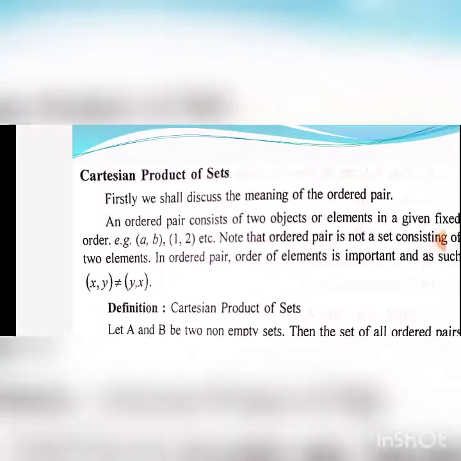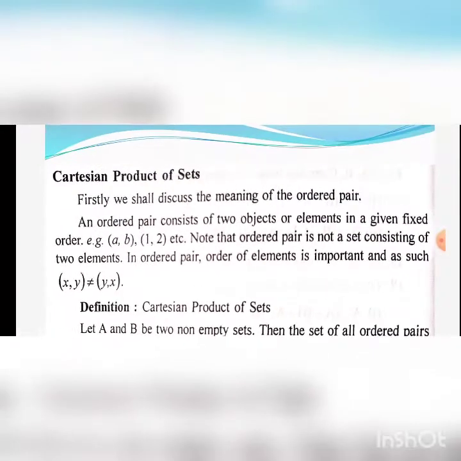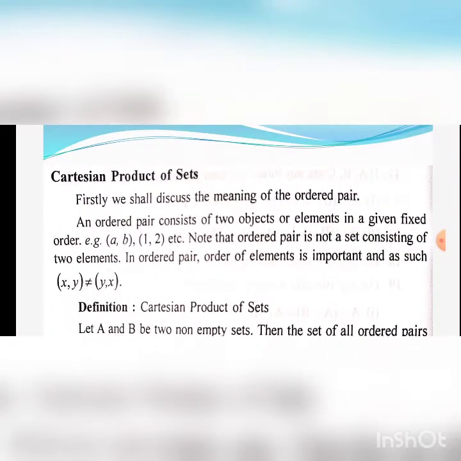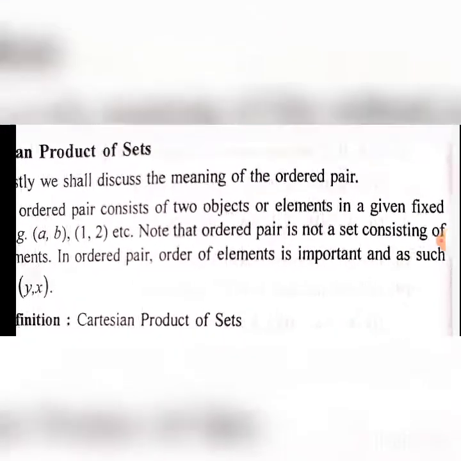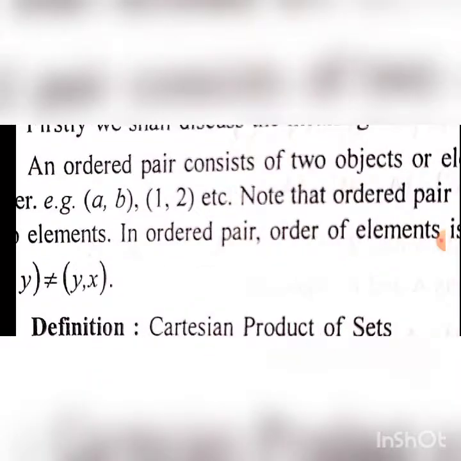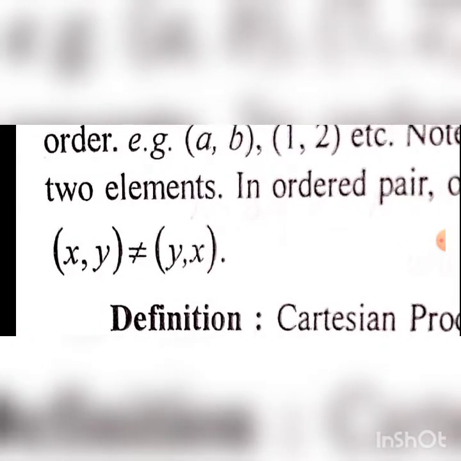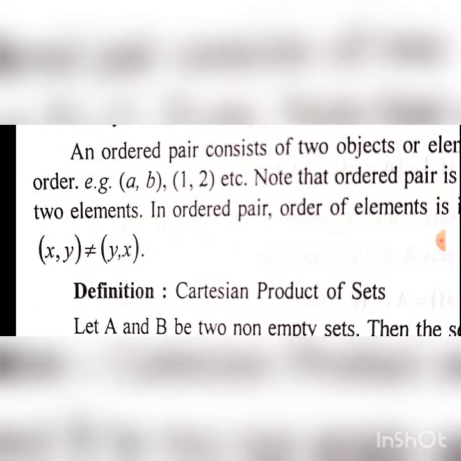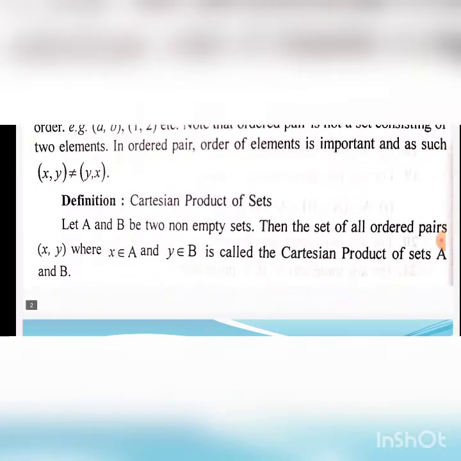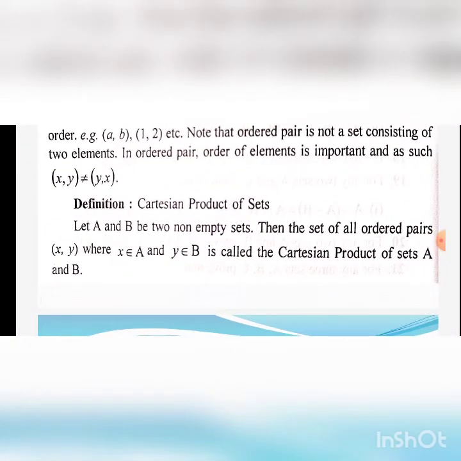Okay, note that ordered pair is not a set consisting of two elements. In ordered pair, order of element is important. Such as you can see here (x, y) is not equal to (y, x). Okay, means here order of the elements is very important. So next we see what is Cartesian product of sets.